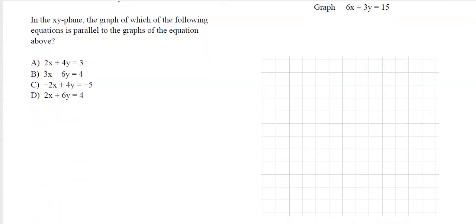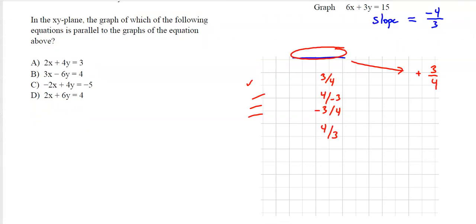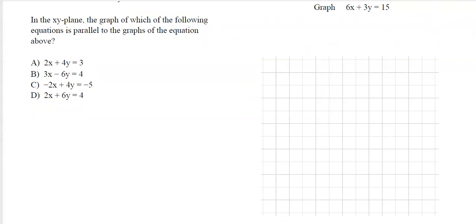Number 18, graph that expression there. Hard to graph because it's in standard form. So let's repackage it. Let's move the 6x to the other side and make it the opposite. And let's divide everybody by 3.